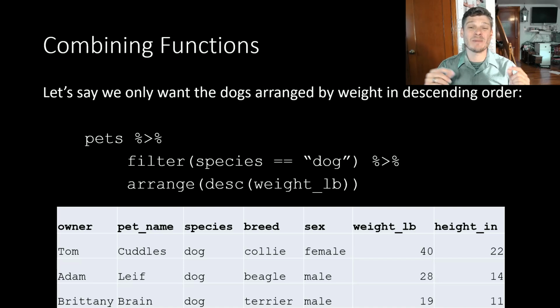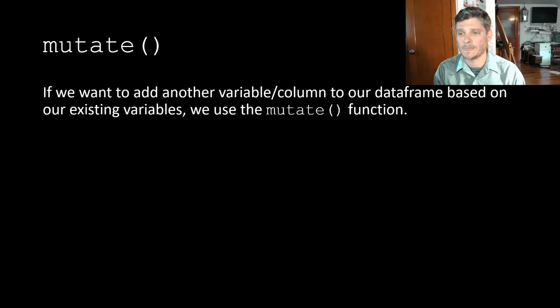So again, we take our modified data frame and we pipe it, and we pipe it, and we pipe it. It lets us chain together and combine a bunch of these different functions at once so that we can end up with the final data frame that we really want.